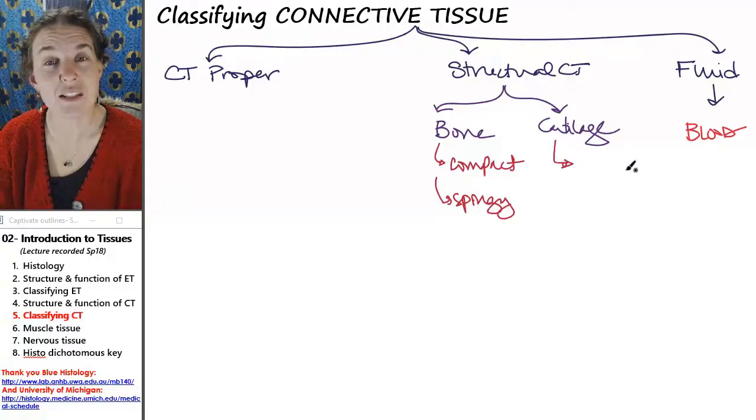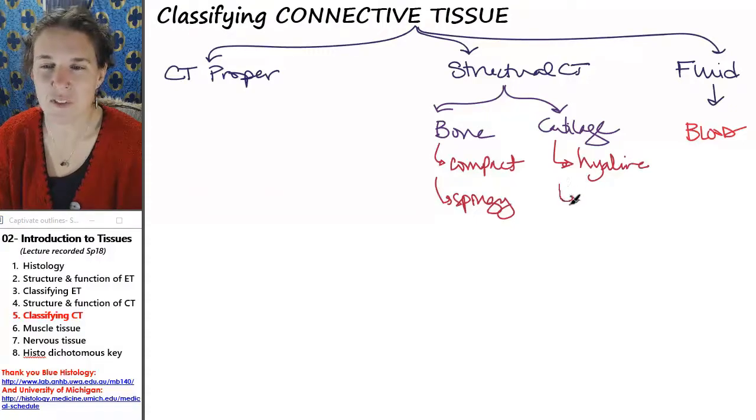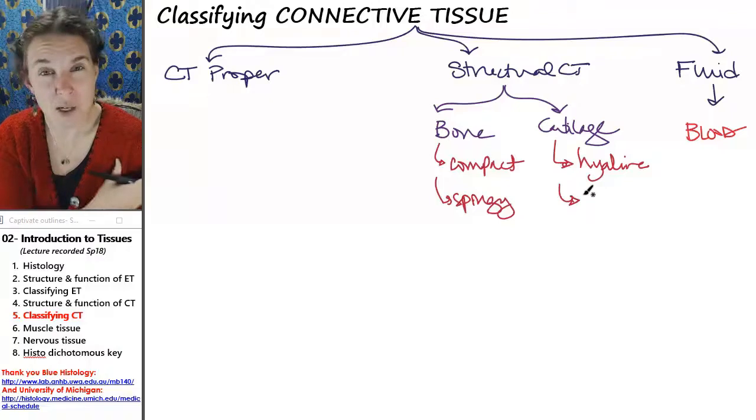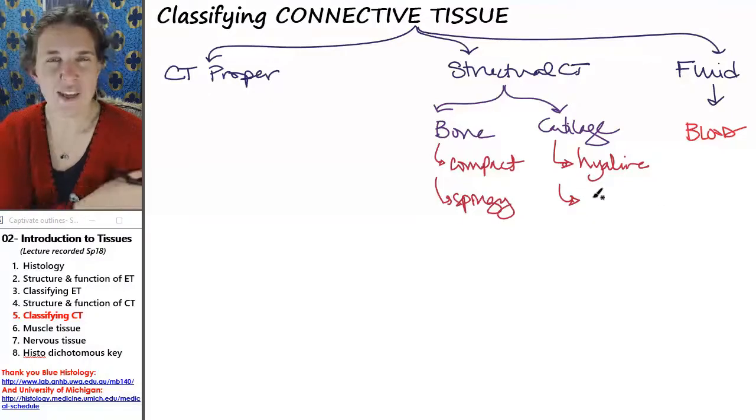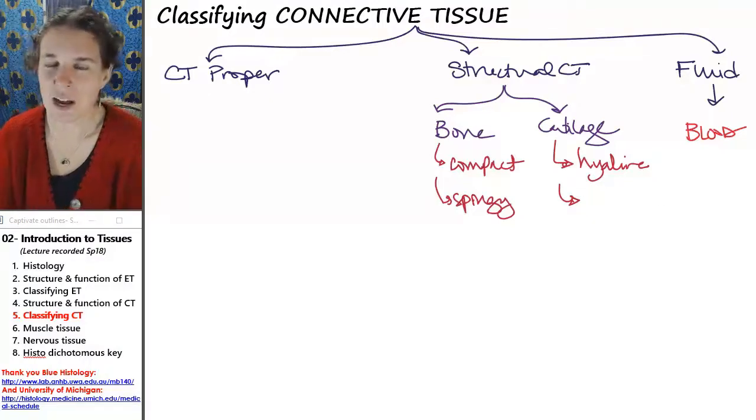There's three kinds of cartilage. There's a cartilage called hyaline cartilage. Hyaline cartilage is found on the ends of your long bones. Your epiphyseal plate is made of hyaline cartilage. Those are the growth plates in your long bones.